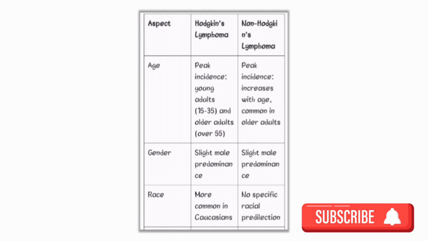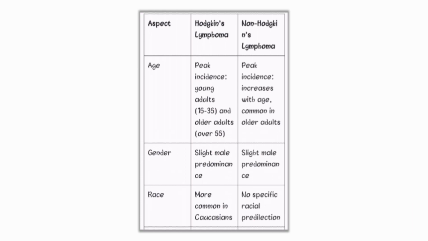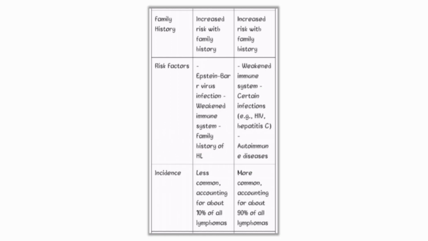Talking of age first, Hodgkin's lymphoma often strikes young adults and older adults, at the median age of 39, while non-Hodgkin's lymphoma can occur at any age, with a higher incidence in older adults, at the median age of 59. Now, talking of gender, both types of lymphoma show a slight male predominance. Regarding race, Hodgkin's lymphoma is more common in Caucasians, whereas non-Hodgkin's lymphoma shows no specific racial predilection. A family history of Hodgkin's lymphoma increases the risk of developing the disease, while the same is true for non-Hodgkin's lymphoma.